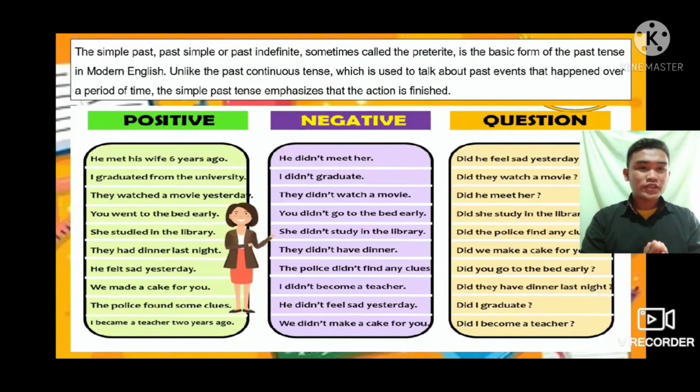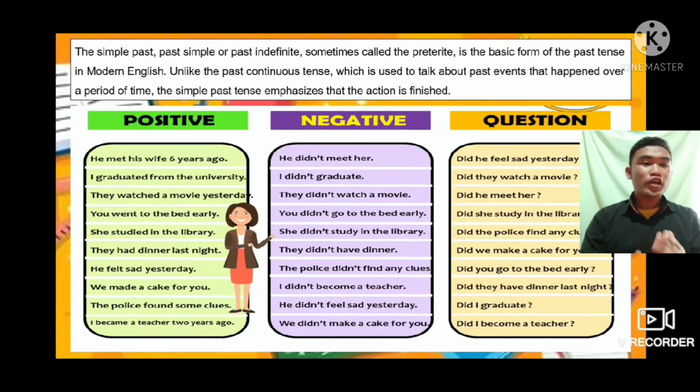I graduated from the university. I didn't graduate. Did they watch a movie? They watched a movie yesterday. They didn't watch a movie. Did he meet her? What can you observe from the sentences I've read, class?